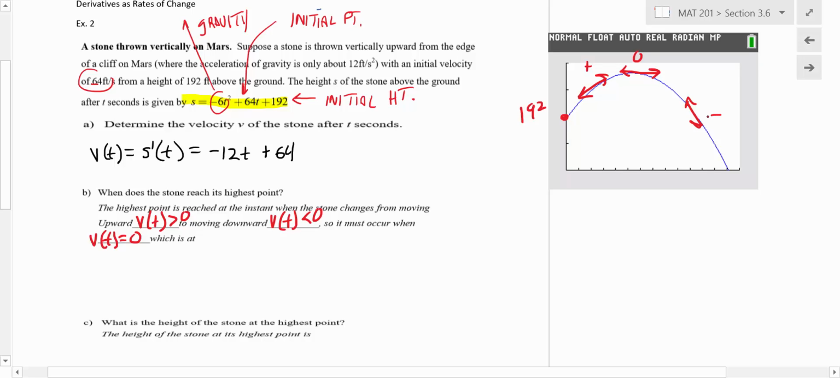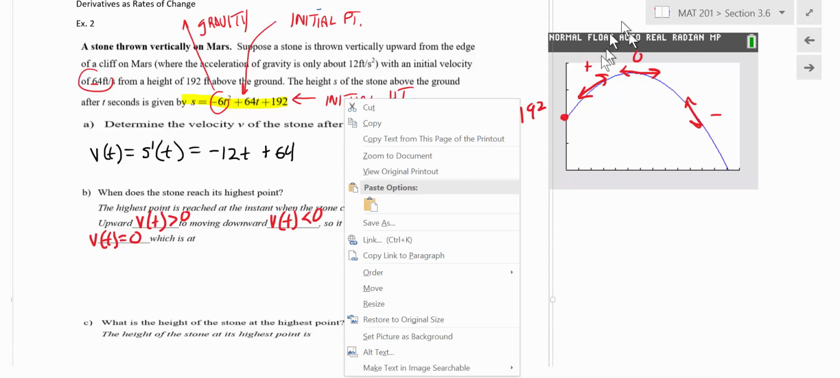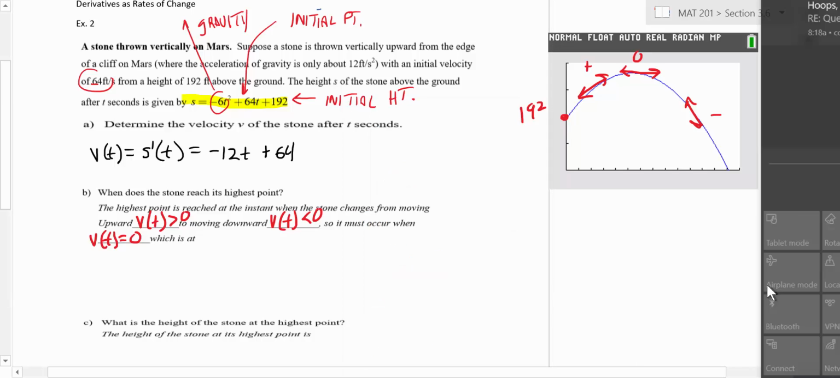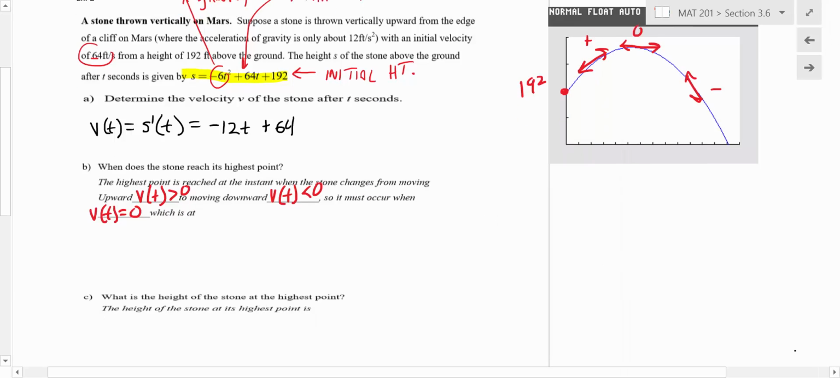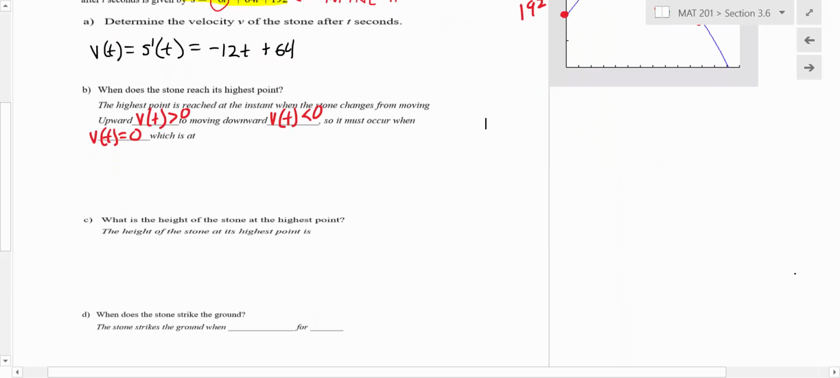Does that make sense? All it does is mean the direction. You're going up, velocity's positive. You're going back down towards Earth, velocity's negative. Okay, now what we want to look at next here is it says, what is the height of the stone at the highest point then?